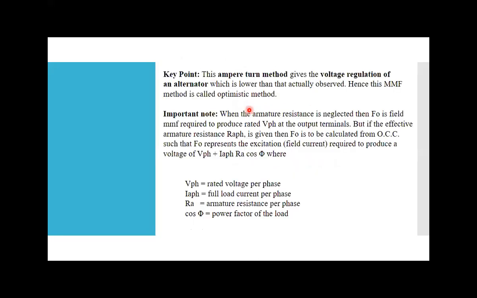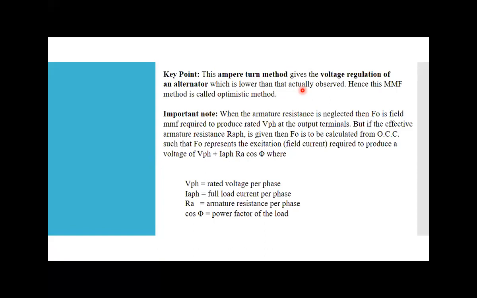There are some key points. This ampere turn method of voltage regulation always gives you a voltage regulation lower than the actual. Suppose my actual voltage regulation is 5%, it always gives you lower than the actual. Then by using this method, you are getting 4%. In the synchronous impedance method, it will give you a higher value. Suppose your actual is 5, they are giving you 7%.